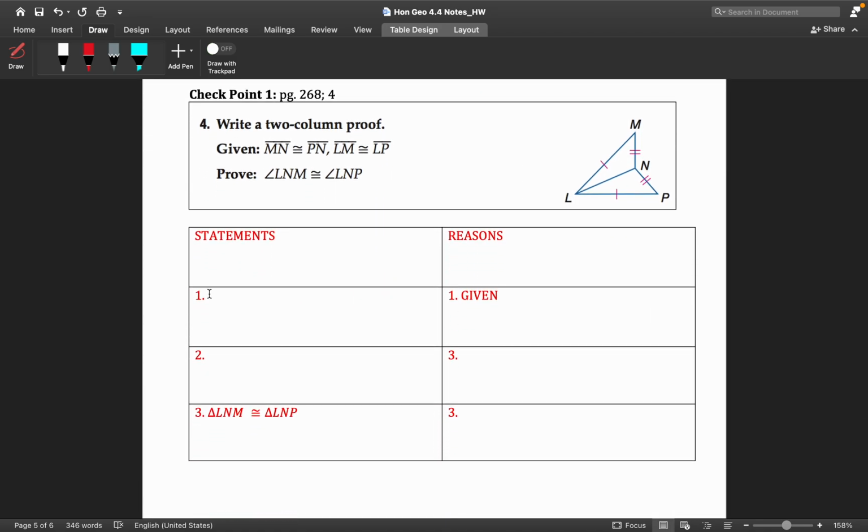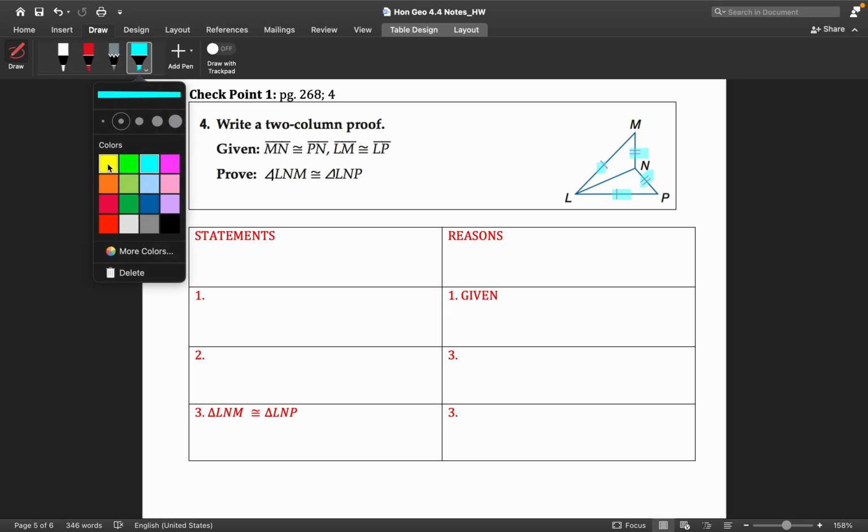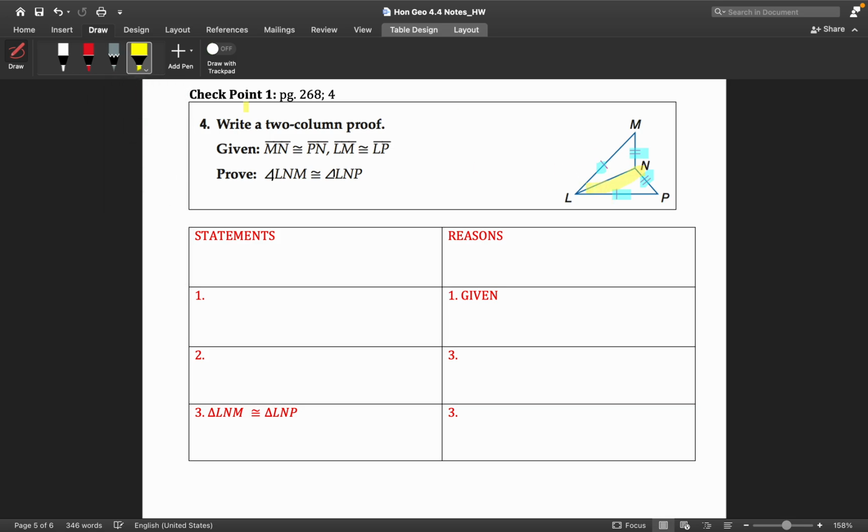All right, this next one's pretty short. I would encourage you to try this one. We're going to try to prove by side, side, side. I've got two pairs of sides already. The only pair that I still need for side, side, side is LN. So I'm going to ask you to try to prove this one on your own. All I need to show is that LN is congruent to LN. That's the only step I need on step 2. So I would encourage you to pause the video, try this one, and then unpause and check your work.